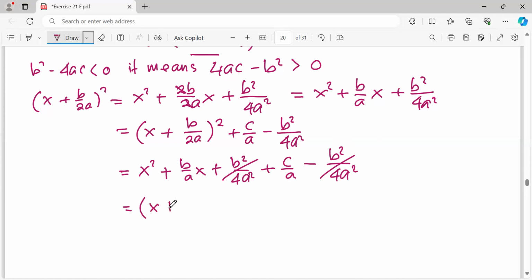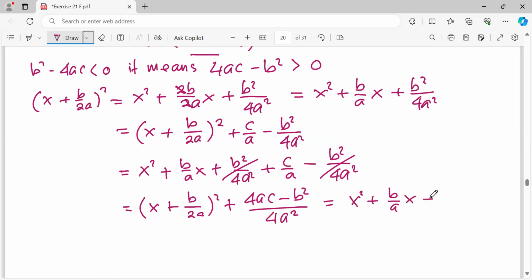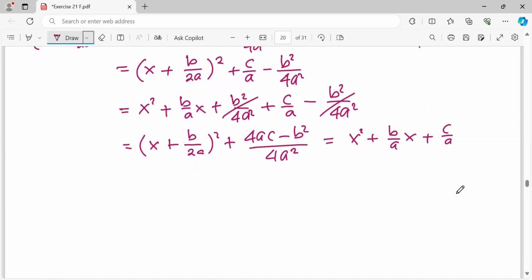So it becomes (x plus b over 2a) squared plus (4ac minus b squared) over 4a squared. If we expand this, it's going to be x squared plus b over a x plus c over a. But I will expand this part, okay? This expression, not this.